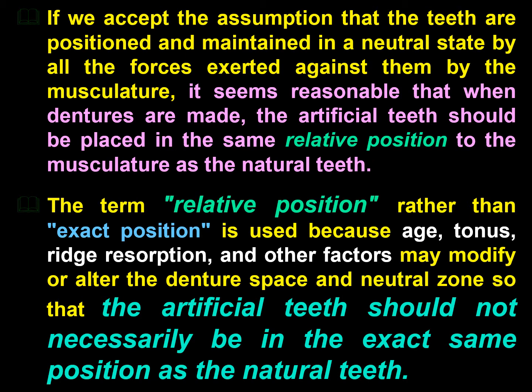If we accept the assumption that the teeth are positioned and maintained in a neutral state by all the forces exerted against them by the musculature, it seems reasonable that when dentures are made, the artificial teeth should be placed in the same relative position to the musculature as the natural teeth. The term relative position rather than exact position is used because age, tonus of the muscle, radial resorption, and other factors may modify or alter the denture space and the neutral zone, so that the artificial teeth should not necessarily be in the exact same position as the natural teeth.